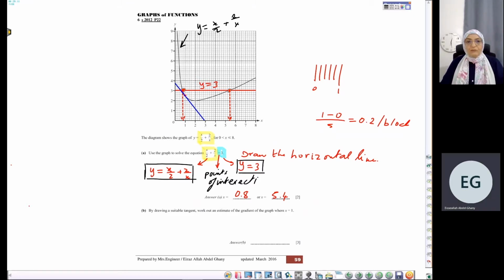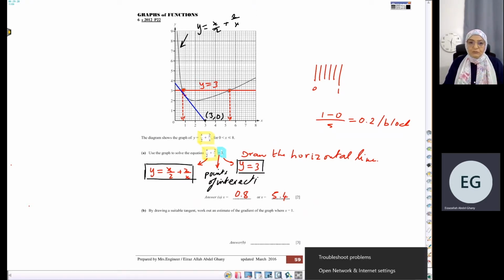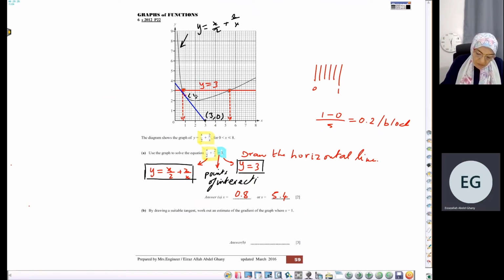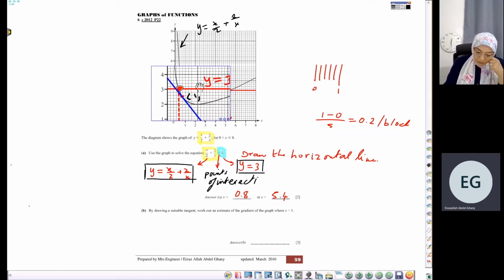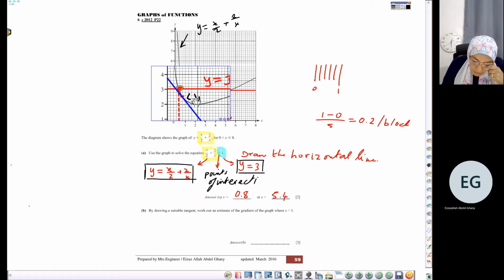Now we have to read 2 points to find the gradient of the tangent to the curve. One of the 2 points is very nice. This point will be 3, 0. And the other point, I should read the point he ordered me to use, which is 1, something. We need to read it on the y-axis. Let's make it bigger. This point on the y-axis, the red point, is above the 2 by 1, 2, 3 blocks.